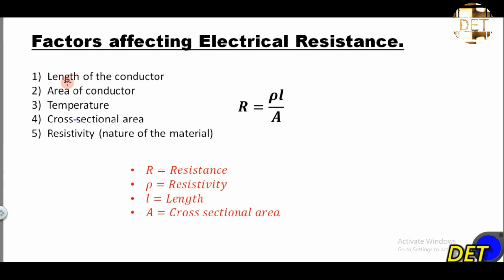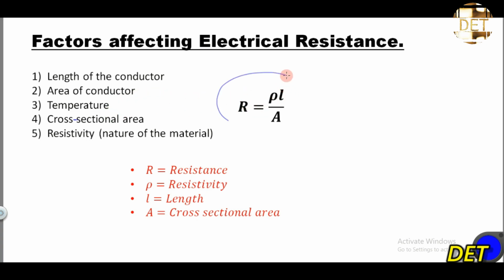Number one is the length of the conductor. Secondly, we have the area of the conductor. Thirdly, we have the temperature. Then number four, we have the cross-sectional area. Then we have the resistivity that depends on the nature of the material. So these five main factors that affect the resistance of the conductor, you must know. It's very important. And there is a formula that connects some of these parameters.